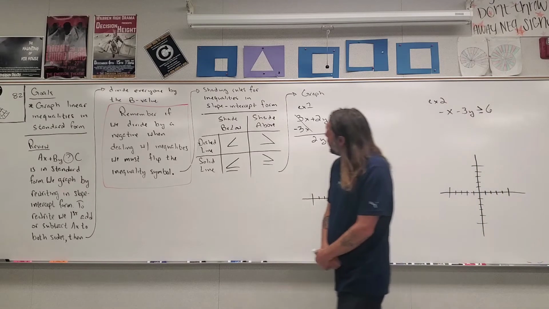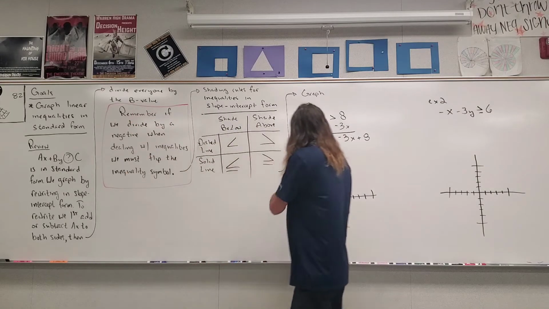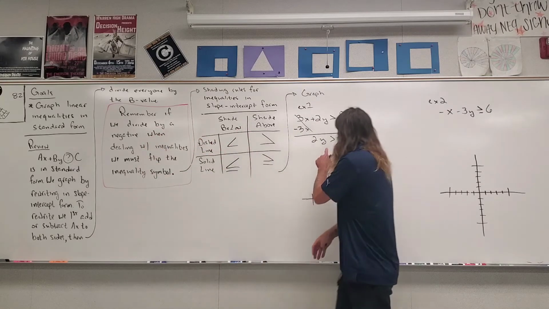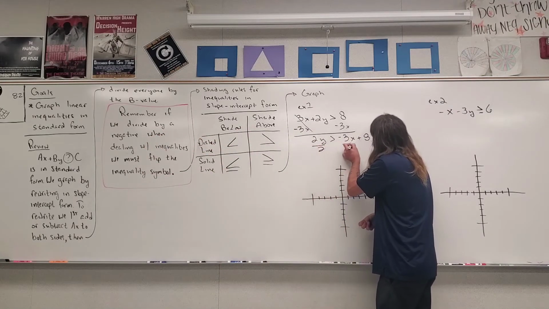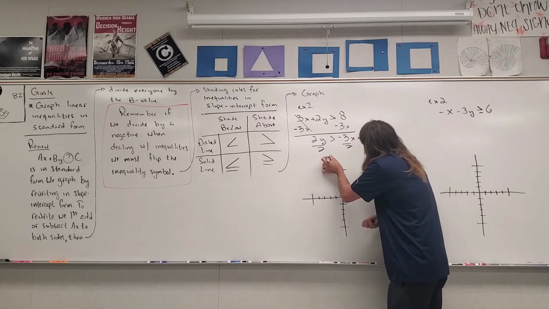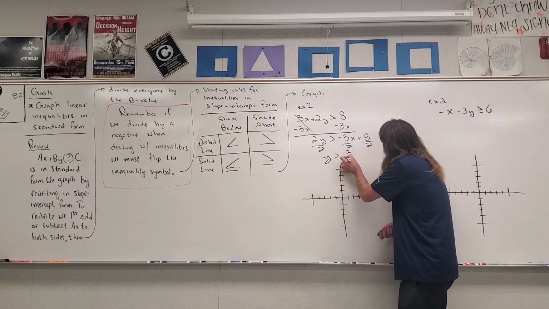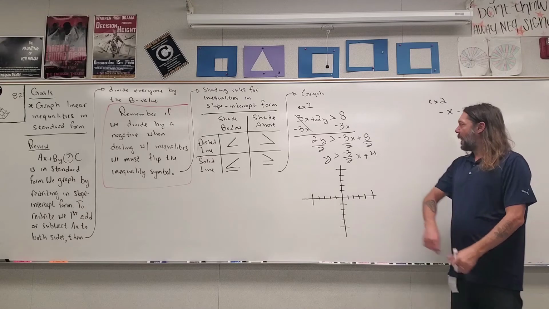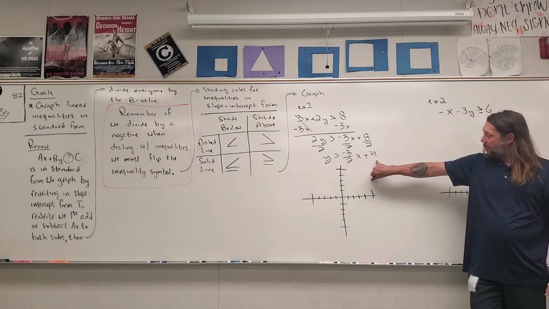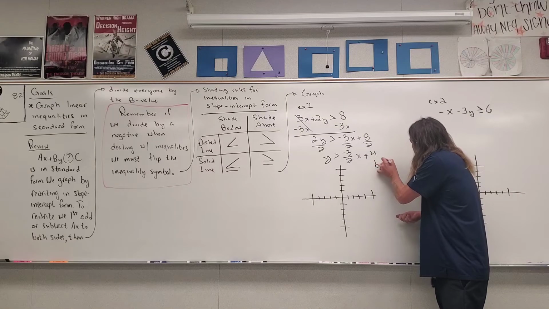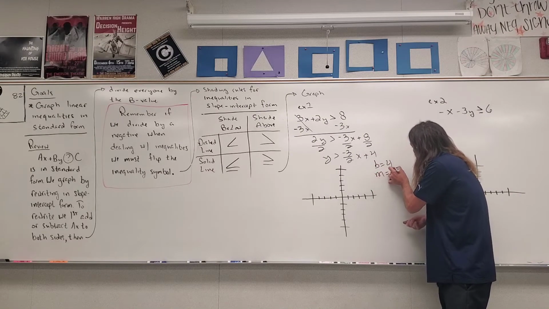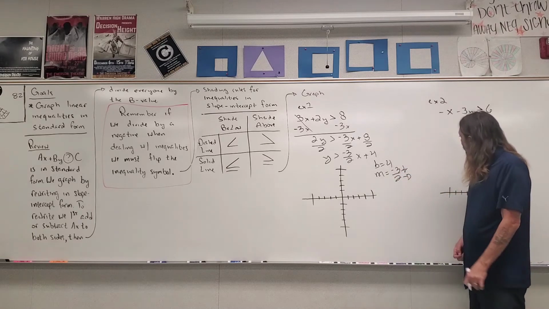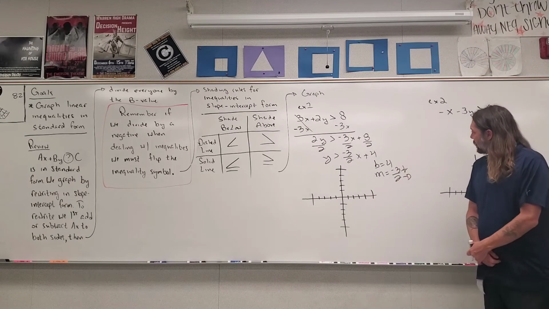The next thing I need to do is divide everyone by the B value. My B value is positive, so I do not need to pay attention to this. So here we're going to divide everybody by 2. And I get y is greater than negative 3 over 2 x plus 4. Okay, so now that I have this in slope-intercept form, I find my b value, which is 4, and my m, which is negative 3 over 2, means I'm going to rise in the negative and run in the positive. So now I know everything I need to know to start graphing this.